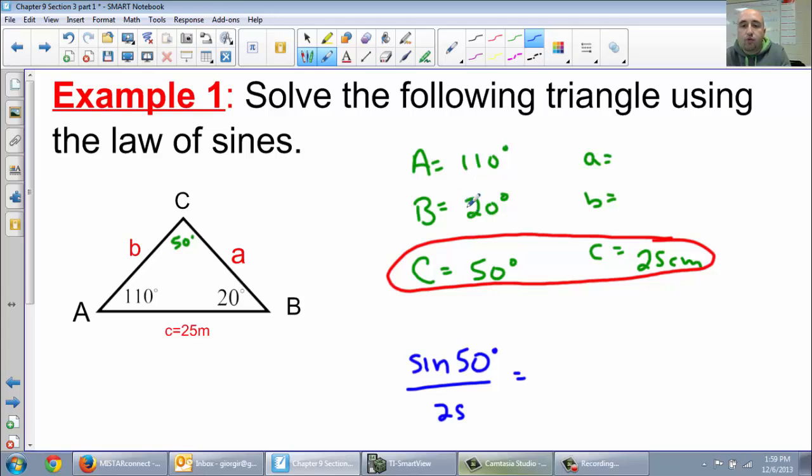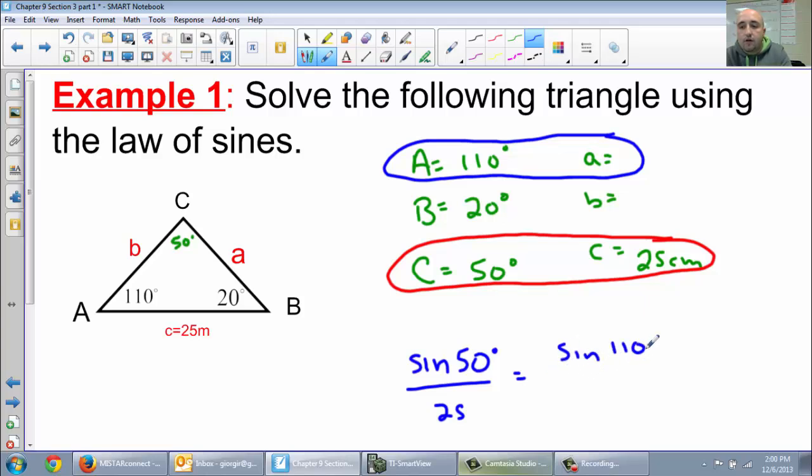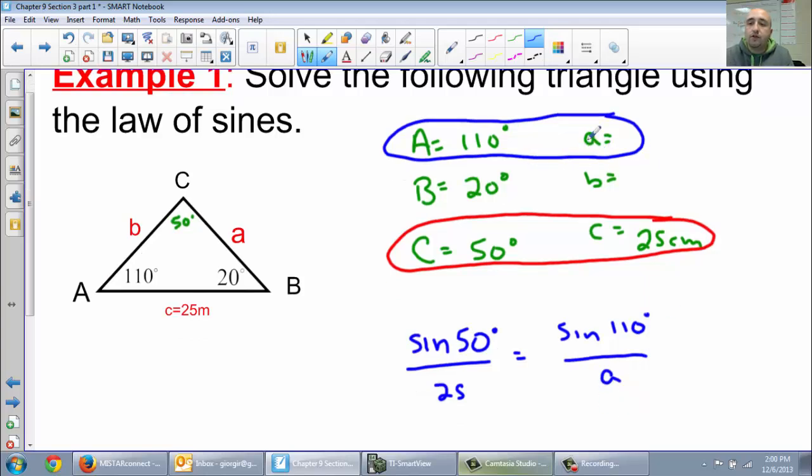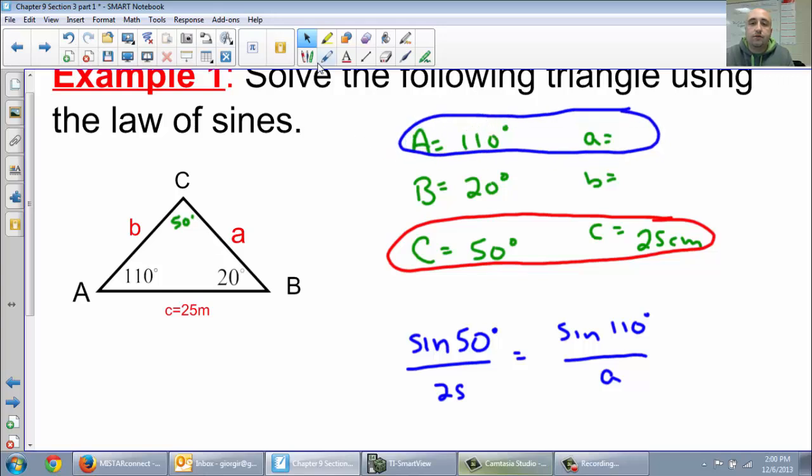It really doesn't matter which one you pick to do first. I usually choose to do the bigger of the two, so we're going to do the bigger of the two first. So sine of 110 over little a, which we don't know. If you look here, we don't know side A.